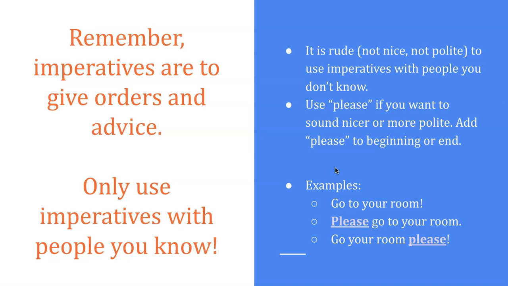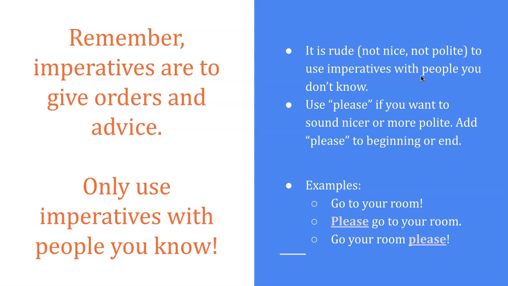Imperatives are to give orders, to give advice. So it's really important that you only use imperatives with people you know. It is rude, not nice, not polite to use imperatives with people you don't know, with strangers. Because it sounds like you're telling them to do something, right? You're giving an order, giving a command. You only do that with people you know.